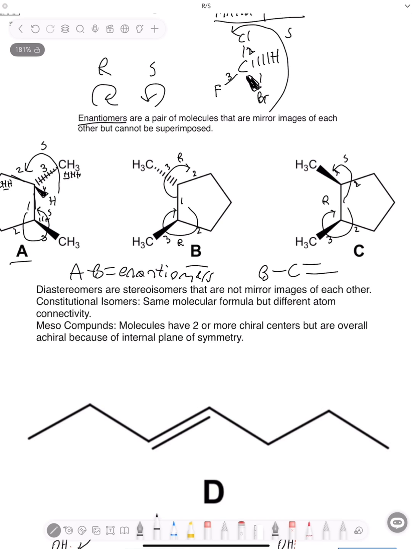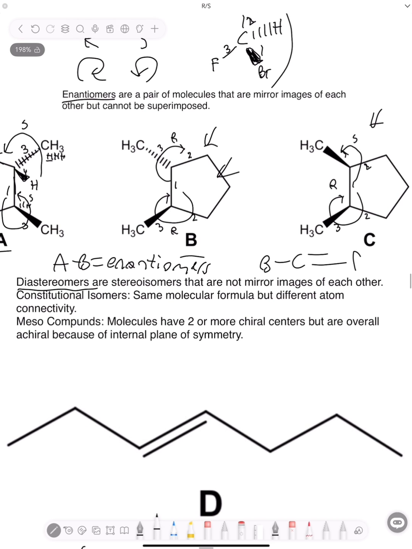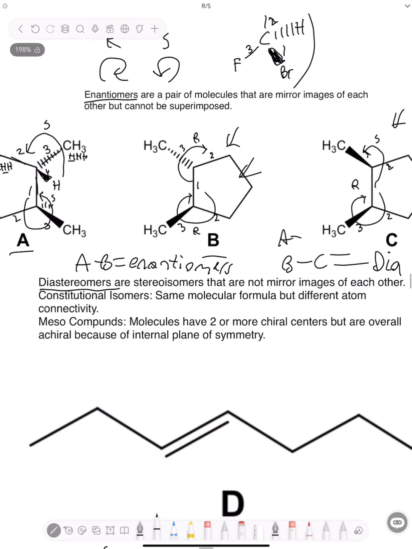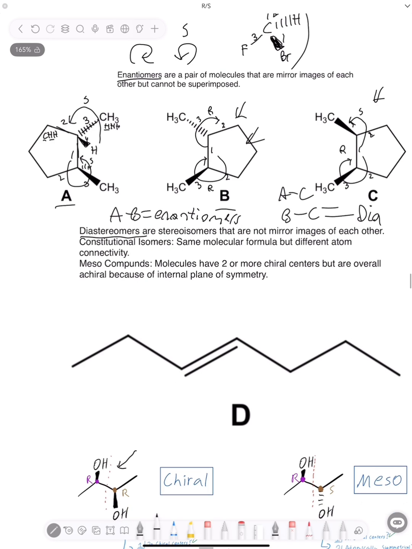And what are diastereomers? Diastereomers are stereoisomers that are not mirror images of each other, but since they're stereoisomers, they have the same connectivity and such. So, as you can see, this one has R, and this one has an S and R. So these are diastereomers. And also A and C are diastereomers, right? Because it's the same thing, S and S, and S and R.